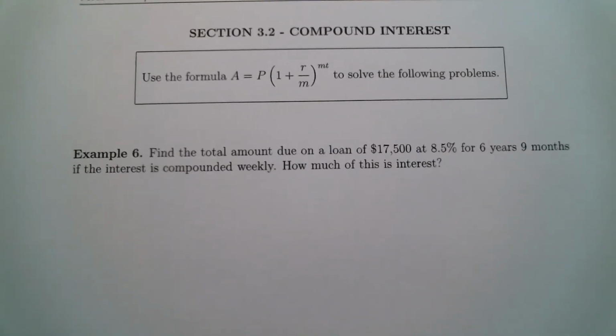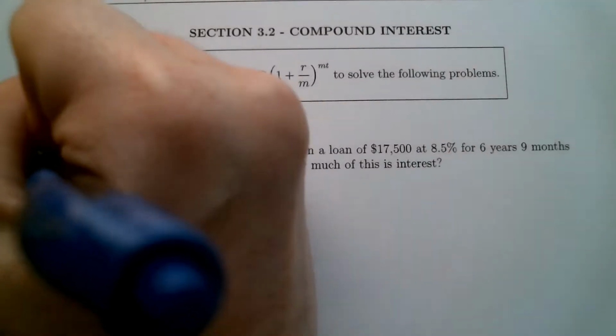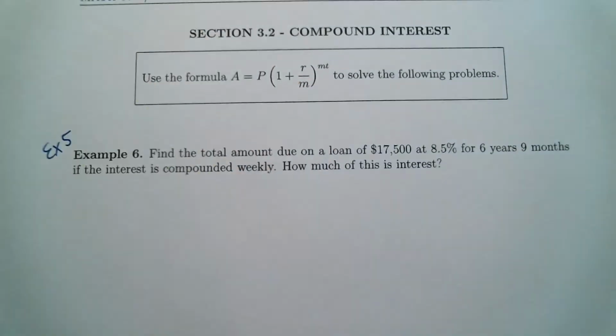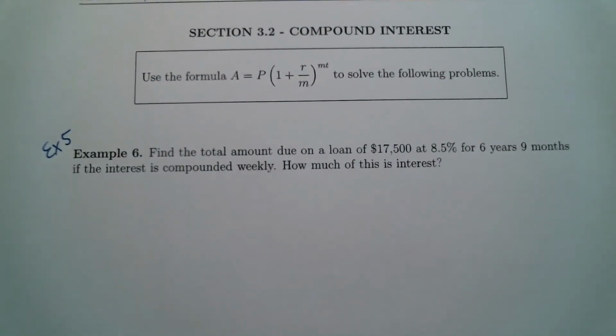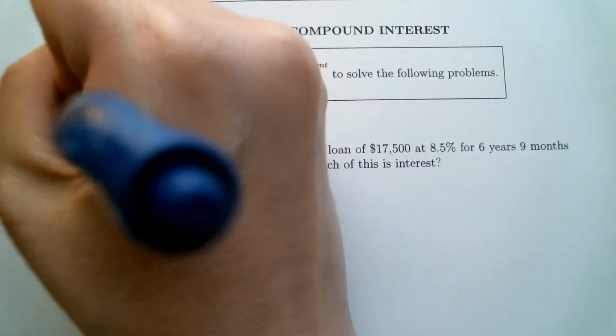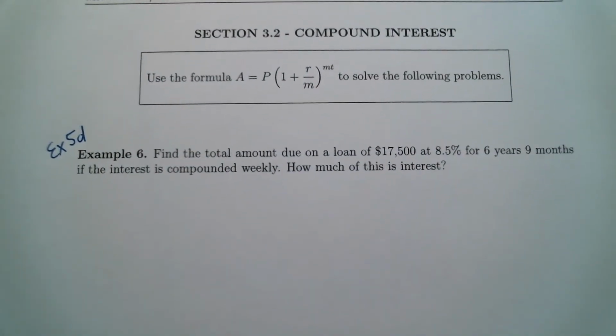I believe this was the same problem from example 5. Let's see, which one is it? 5D. Okay, so we're going to find the total amount due on a loan of $17,500 at 8.5% for 6 years, 9 months if the interest is compounded weekly. And then we're going to figure out how much of this is interest.